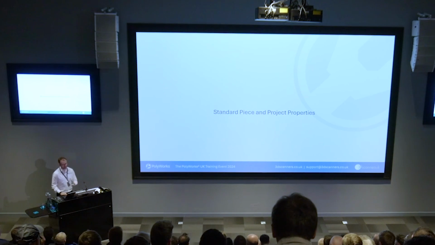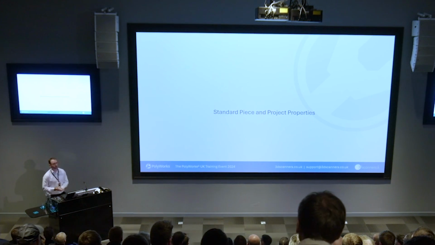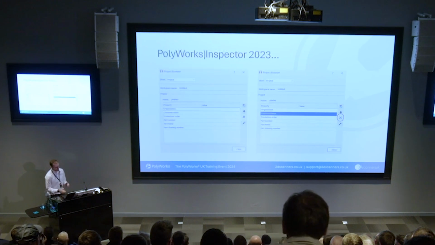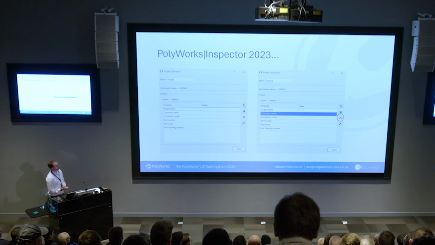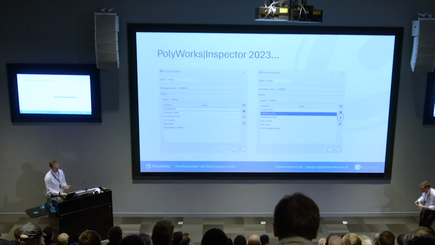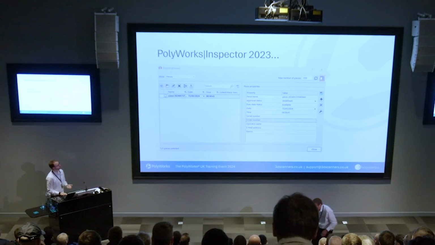So starting off with, this is quite a small one to start with really. Essentially standard piece and project properties. In 2023 and previously, in your project browser as it was updated recently, you've not been able to remove standardized piece properties. There are many different customers in here, many different companies. You will not all have the same standardized properties. So it is now beneficial that you can remove these. These are your project properties and these are your piece properties as well.